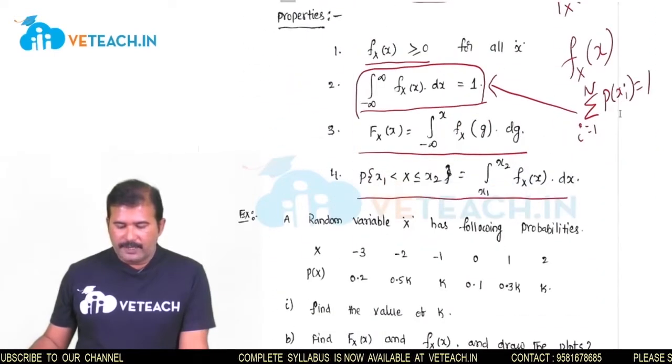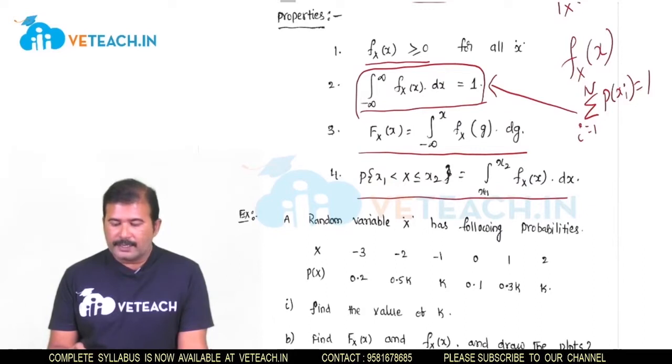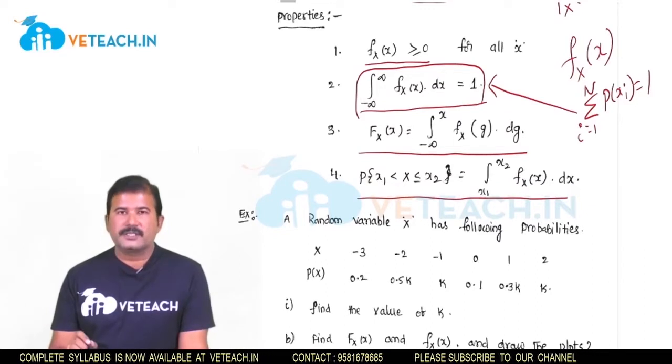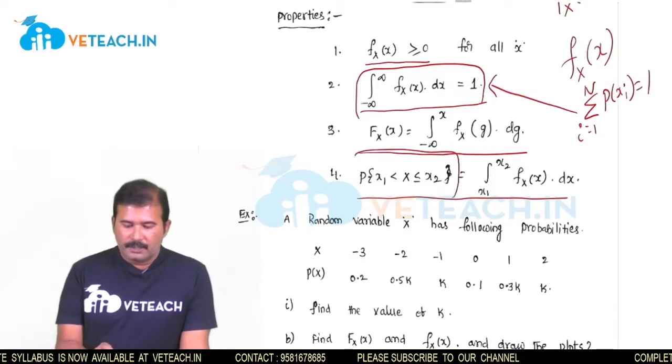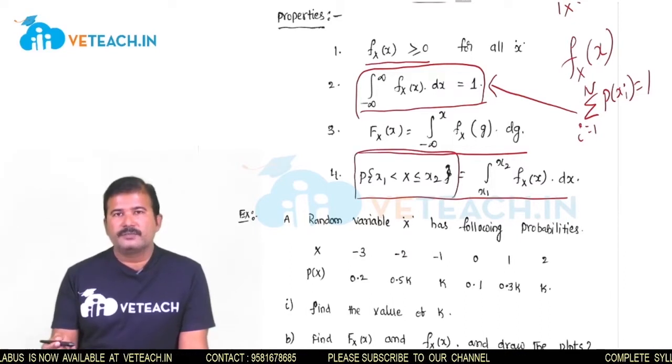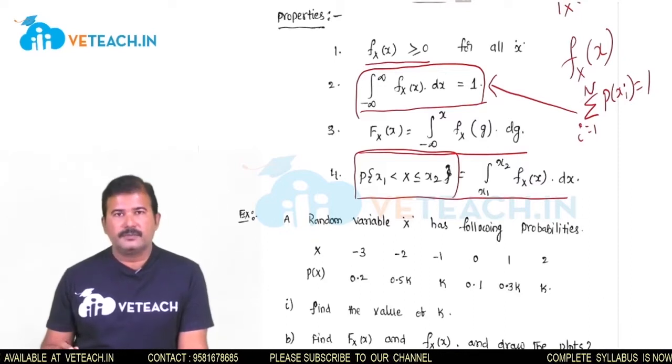Similarly, the same event in terms of density, since it represents a continuous function, is the integral from x1 to x2 of f_X(x) dx. So the probability of this event we can express in two ways, either in terms of the distribution function or in terms of the density function.